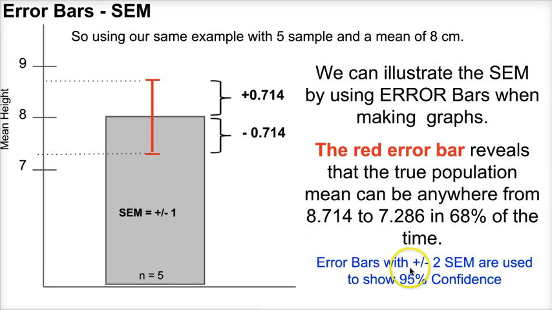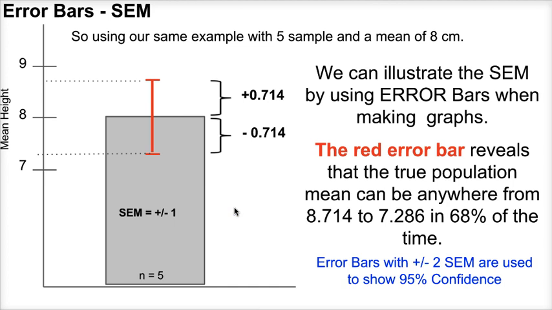If you have error bars with plus or minus 2 SEM, you can show 95% confidence. Okay, so this shows me that the mean can be anywhere between these two values 68% of the time. That's not a good confidence rating. And it really isn't. If your mean can have this much variability 68% of the time, you're not very confident in this value. You need these error bars to get smaller.